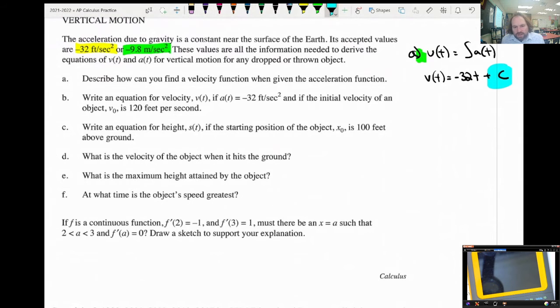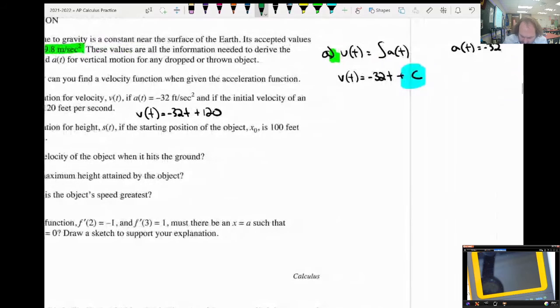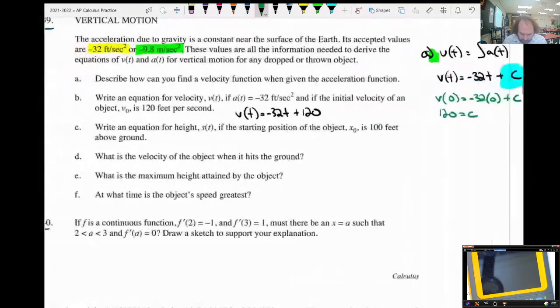So in question B, write an equation for the velocity of an object whose initial velocity is 120 feet per second. That's incredibly easy to do. The velocity is negative 32t plus 120. All you got to do is plug the 120 in there. There's a little bit going on behind the scenes here. If you really wanted to solve that algebraically, you know that v of 0 is negative 32 times 0 plus c, which you also know is 120. So 120 equals c is a good way to also algebraically prove this exact same idea.